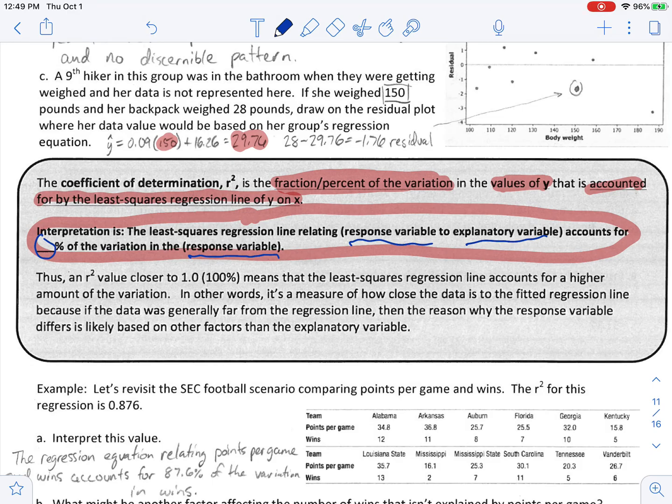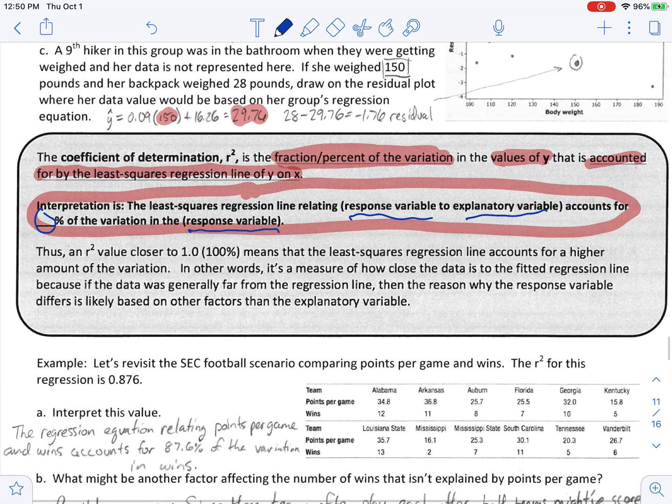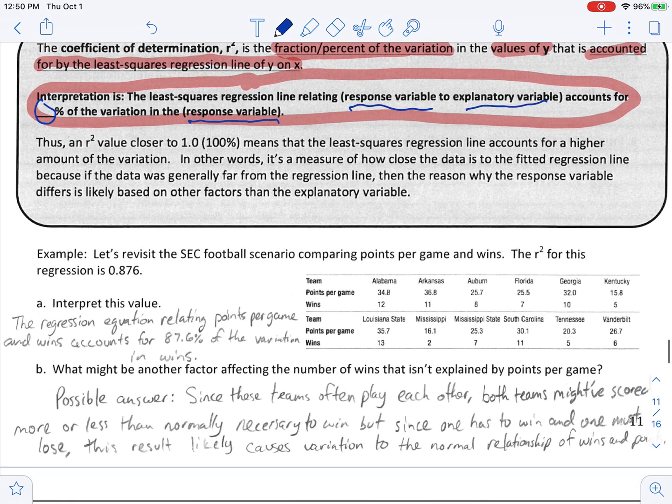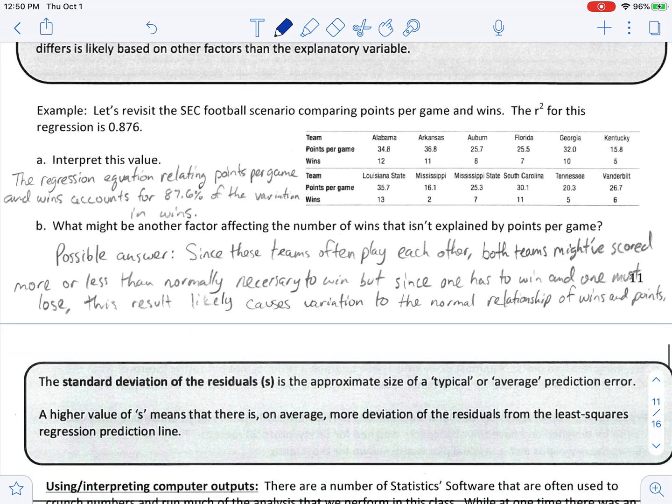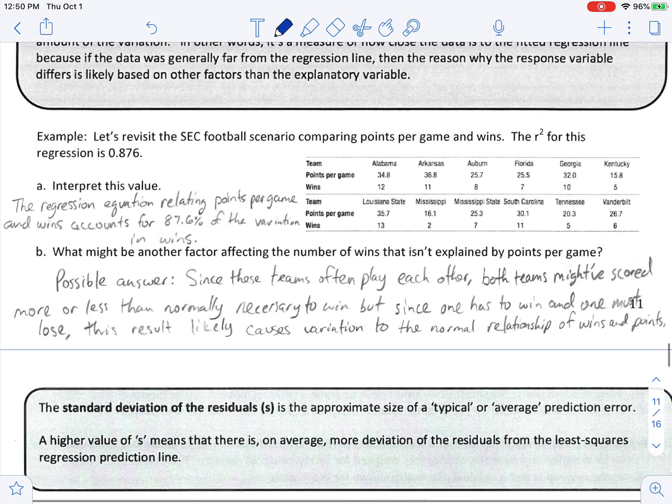Okay, again, like I said, that's the hardest one to understand. You're going to have lots of time to practice it. And I'll think of new ways and other things to do to help you understand it, but that's kind of where we're at right now, okay? All right, so try this using the SEC points per game and wins data, and then we'll kind of go from there, okay?